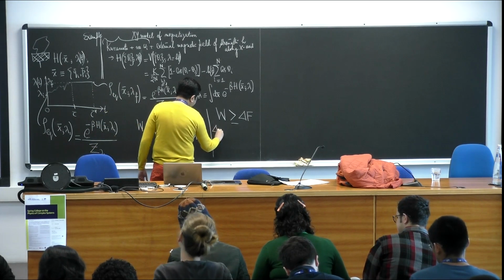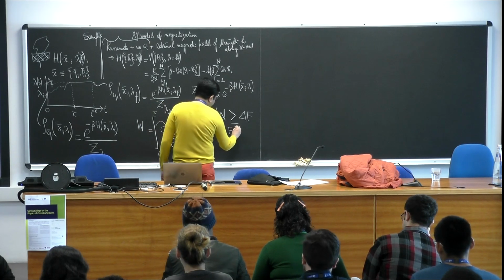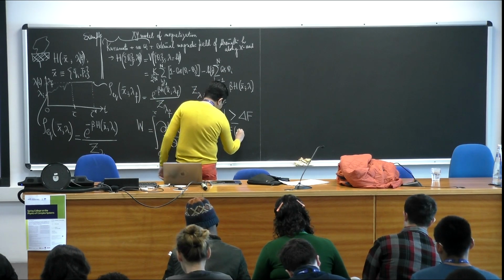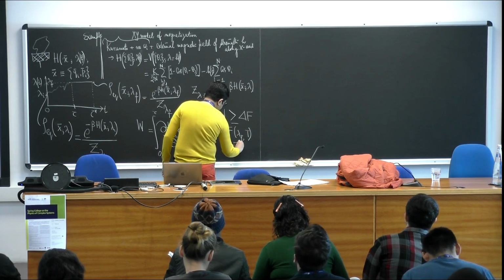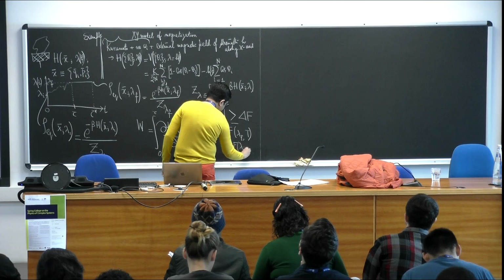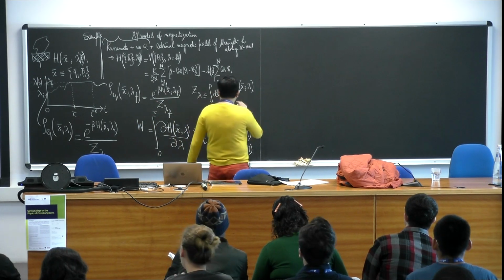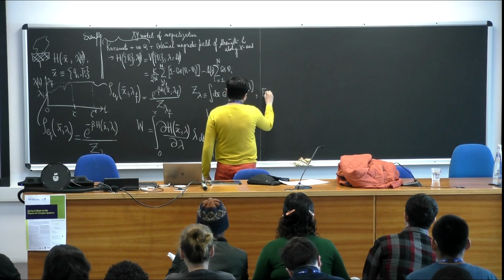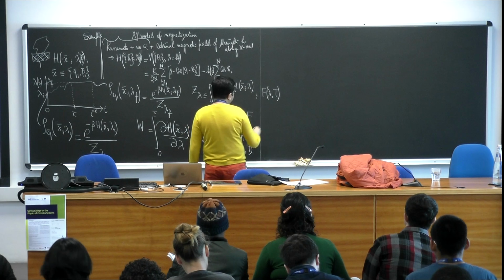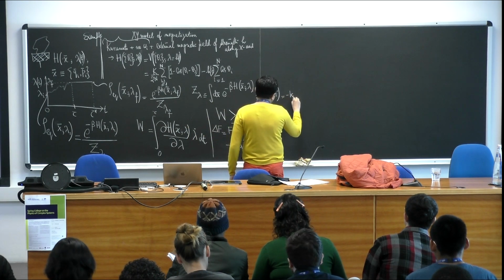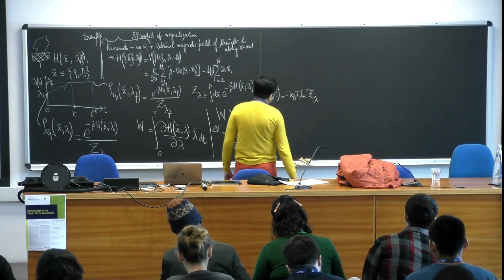So what is delta F? Delta F is equal to F of lambda f, T minus F of lambda i, T. So how do I get F? Once I know the partition function, the free energy at a given temperature and at a given fixed value of lambda is given by minus k_B T log of the canonical partition function.